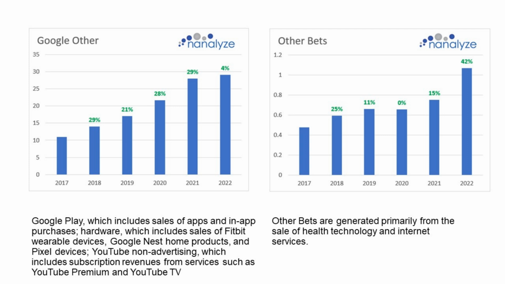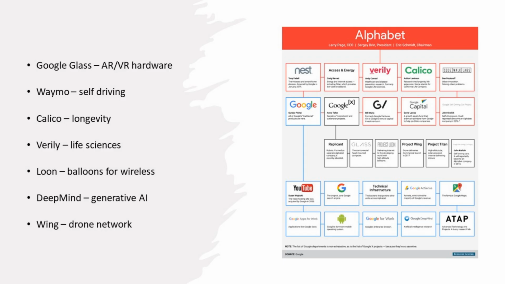Now, we don't know because they don't tell us, but here are some of the other bets that fall into that category. You have Google Glass. We've written about that. Seems to have largely gone nowhere. There's Waymo self-driving. You have Calico. They were doing some work in longevity. Verily Life Sciences. They were working on a contact lens glucose monitor. We've covered that before. Loon seemed to have gone nowhere. Balloons for wireless. DeepMind, of course, the generative AI work they're doing. We would have covered that some in yesterday's piece, or our most recent piece on NVIDIA, looking at how they beat the world champion, or one of the world champions, in Go.